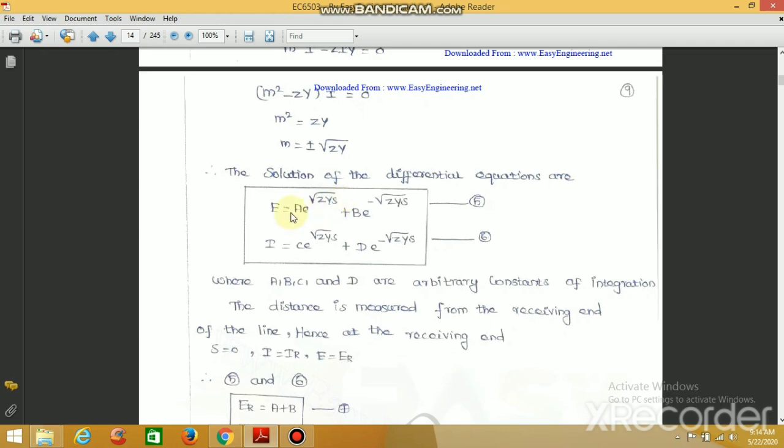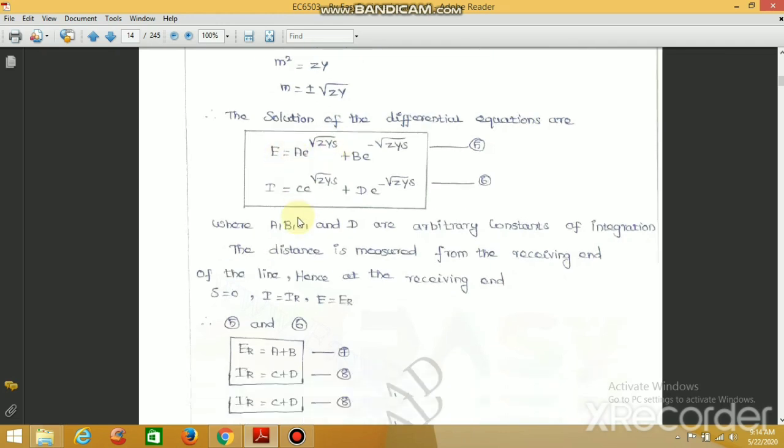So what happens? ER is equal to A plus B and IR is equal to C plus D. Okay, so you are substituting s is equal to 0 in the equations 5 and 6, and we are considering E is equal to ER and I is equal to IR in the equations 5 and 6. So we got another set of equations, and those equations are named as 7 and 8.